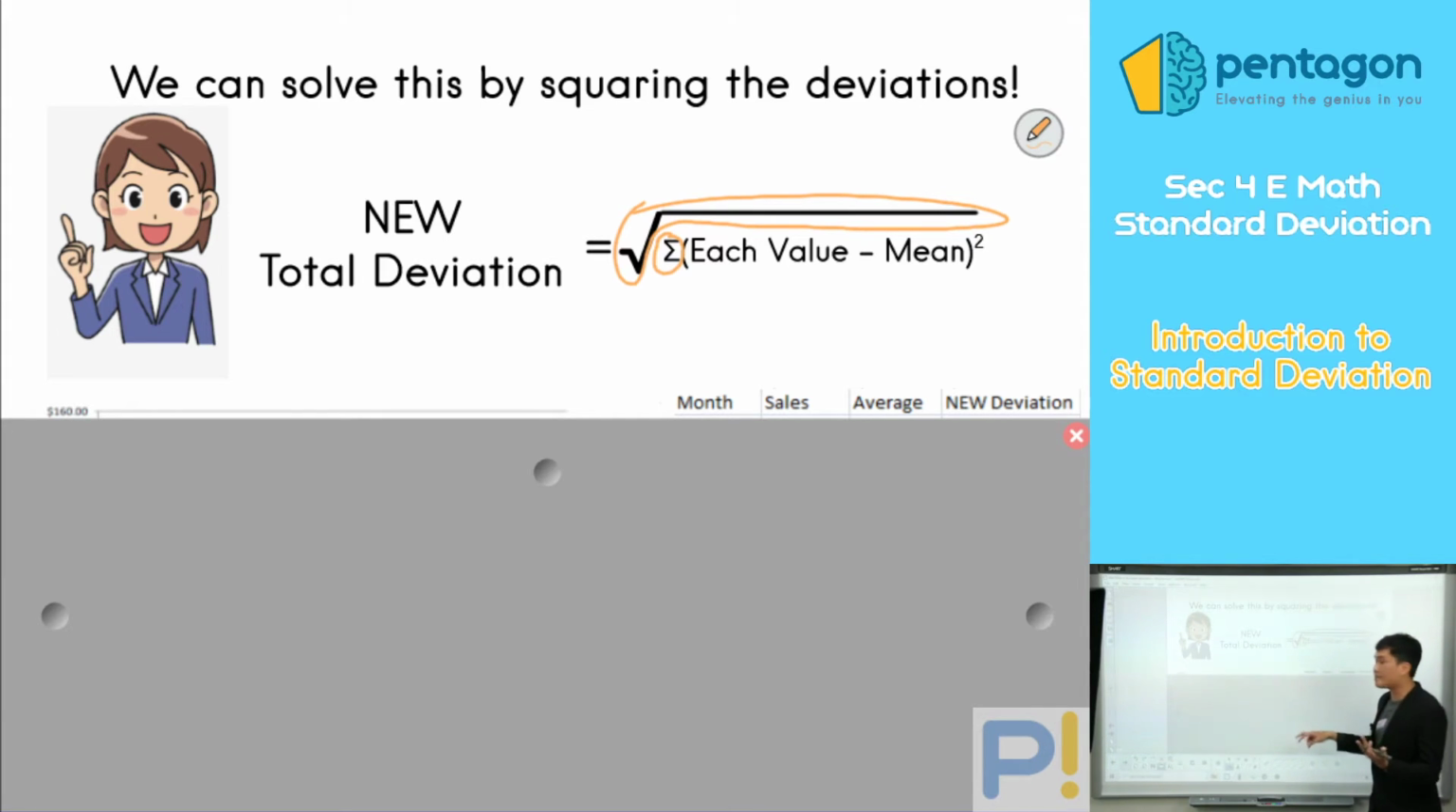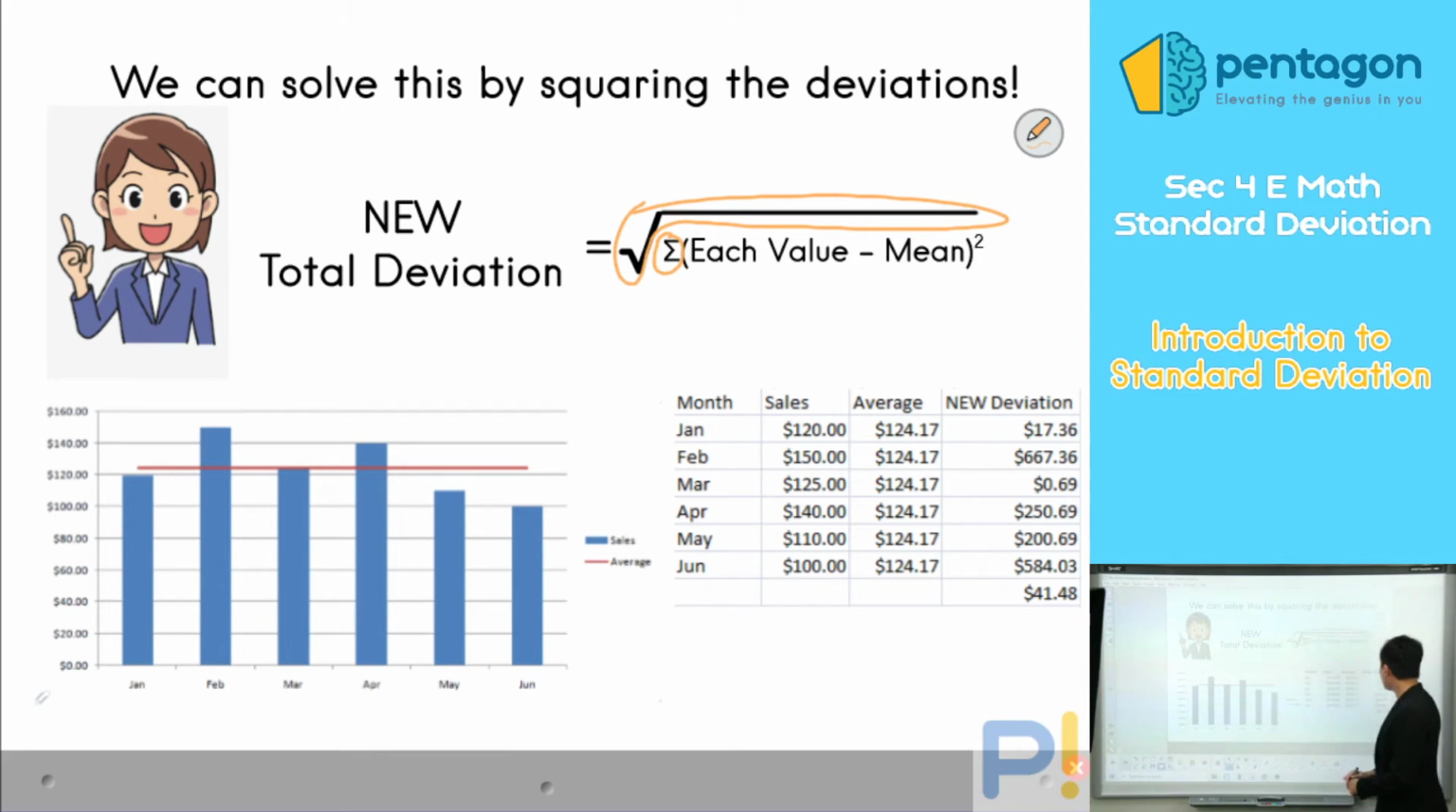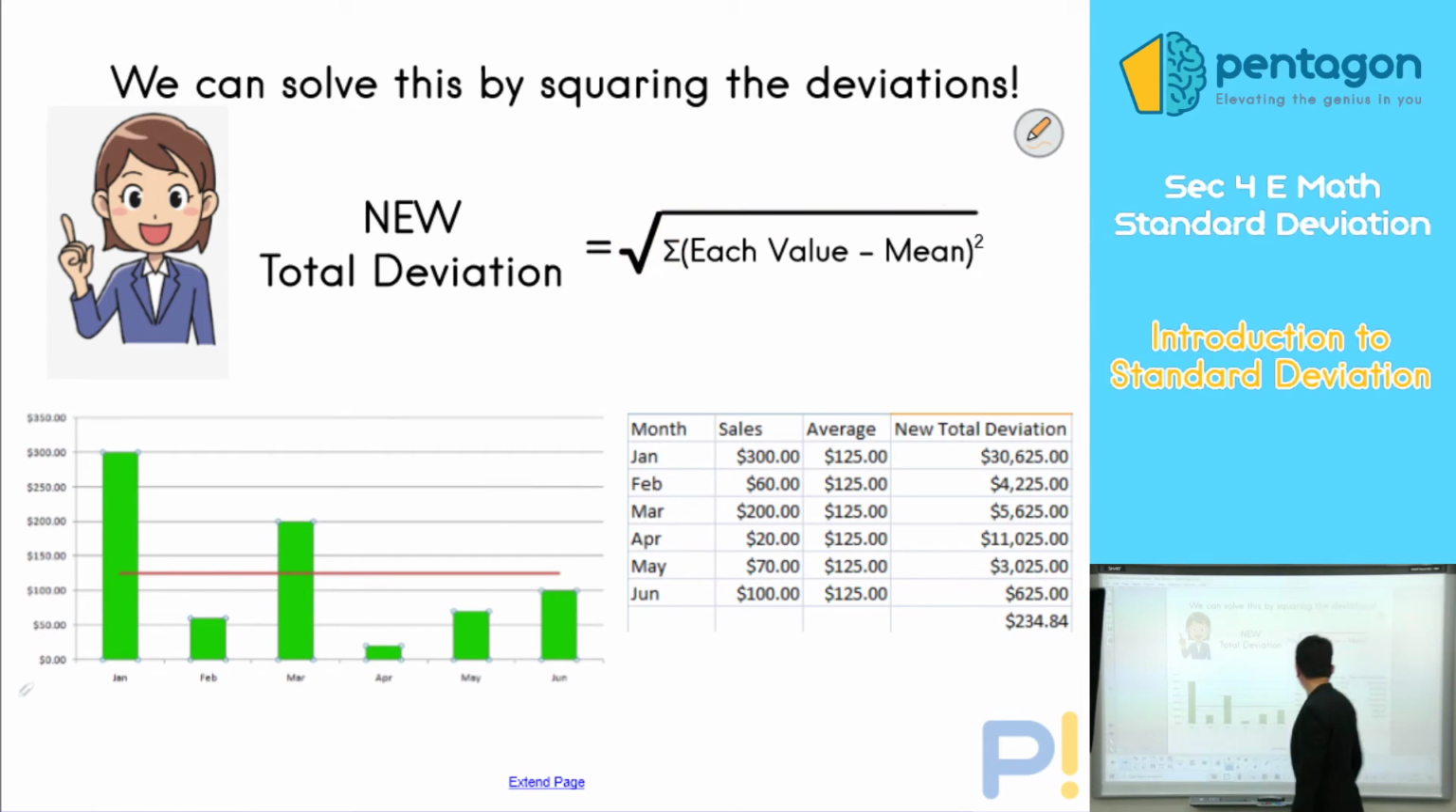So using this new method, again, we use the Excel file to calculate. This is the new deviation, 41.48. Let me quickly show you the green one. It is 234.84. And this is very good.